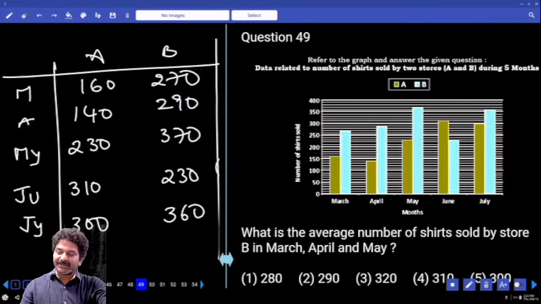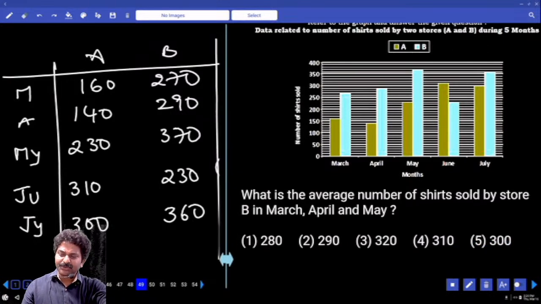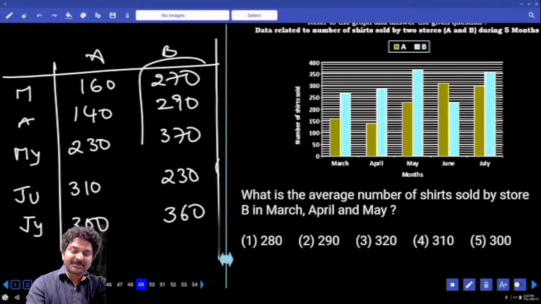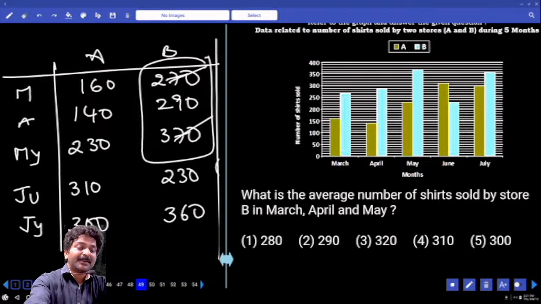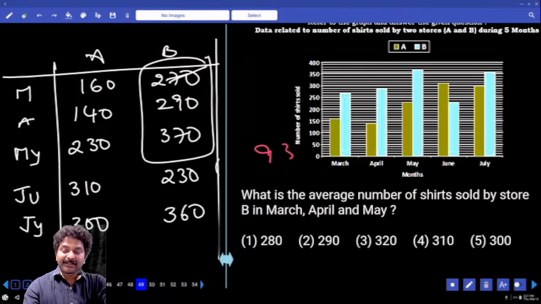What is the average number of shirts sold by store B in March, April, May? These three numbers only? Right. First hundreds places: 200, 200, 300, that is 700. Next 70, 70, 140, plus 90 is 230. 700 plus 230 is 930. Average by 3, answer 310.